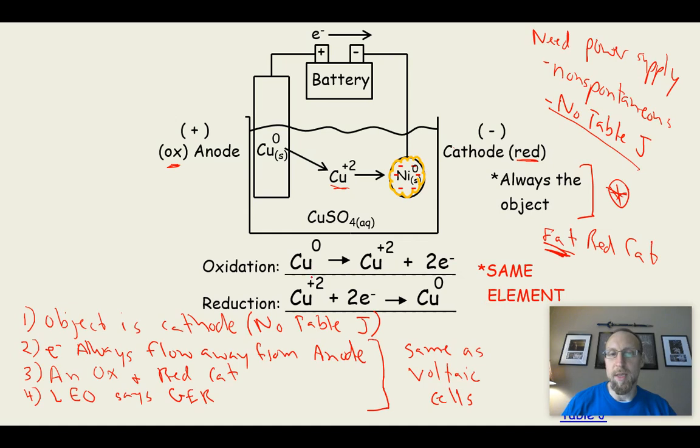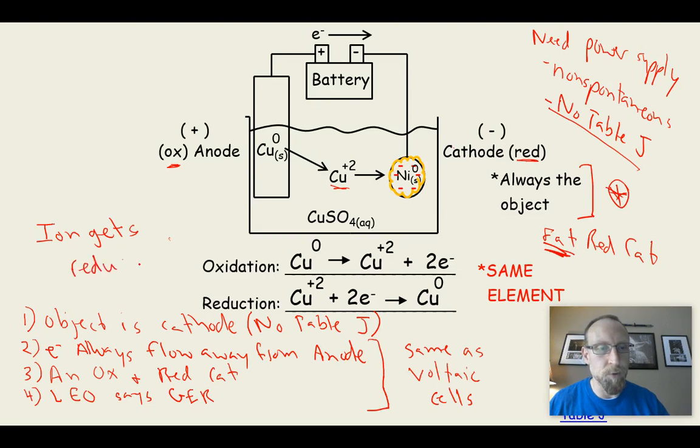So the same element that gets oxidized, the ion gets reduced, just like with the voltaic cells. Same exact thing. The ion gets reduced. Who's gaining those electrons specifically? So that's pretty much it with these diagrams, and we'll sum them all up again in a few minutes.